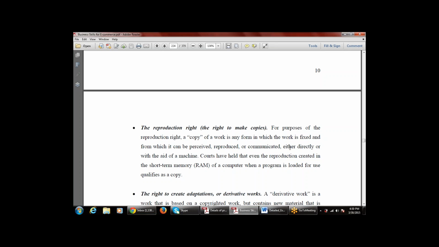So if I own the land and building, I can reproduce it, that is, I can reconstruct the building, or further transfer the building, or communicate it to another person. That is the reproduction right.